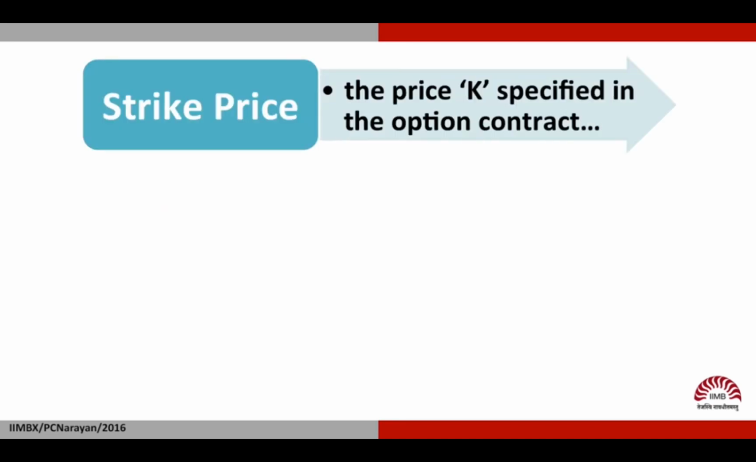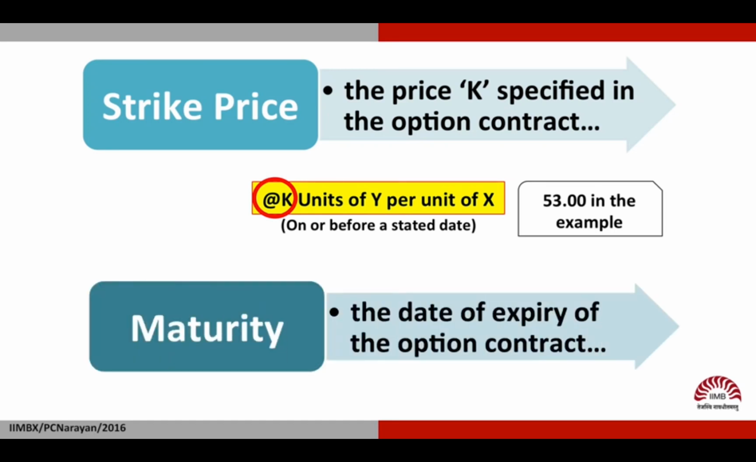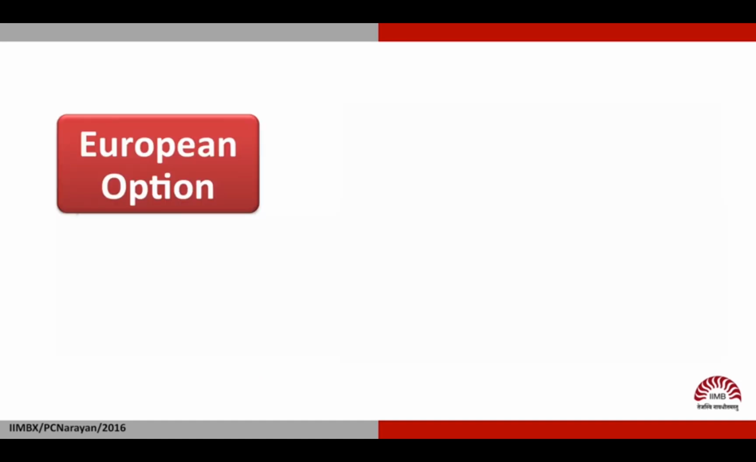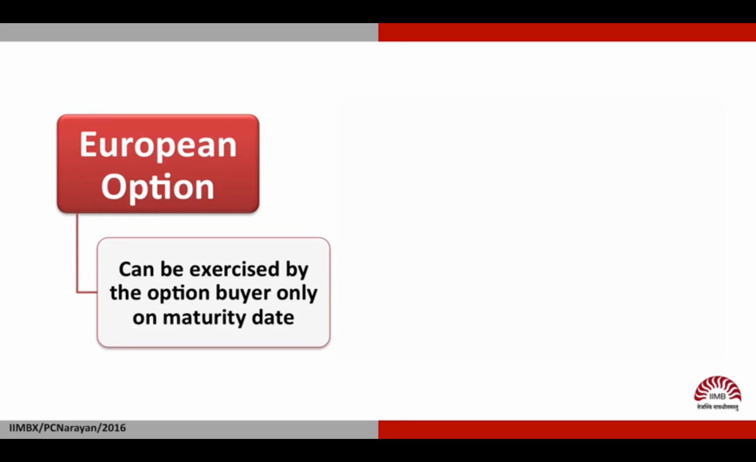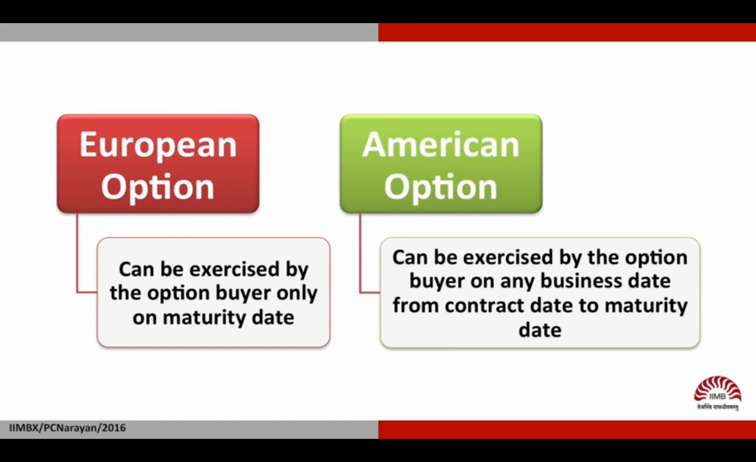Strike price is the price specified in the option contract, 53.00, if you will recall, in the example we saw just a couple of minutes ago. Maturity: this is the date of expiry of the options contract. In a European option, the option can be exercised by the option buyer only on the maturity date. In an American option, unlike in a European option, the option can be exercised by the option buyer on any business date from the contract date of the option to the maturity date of the option.